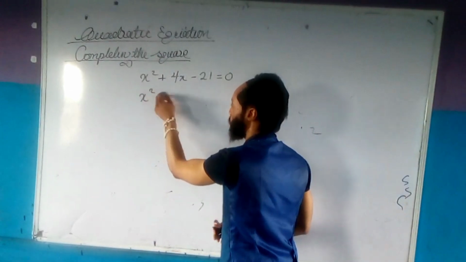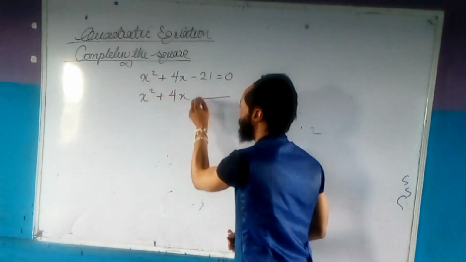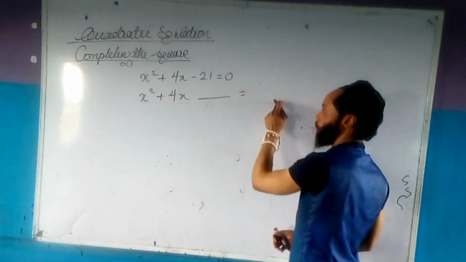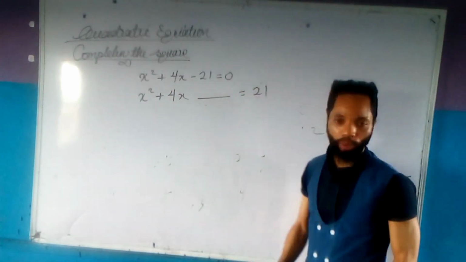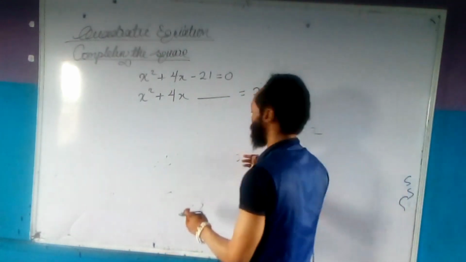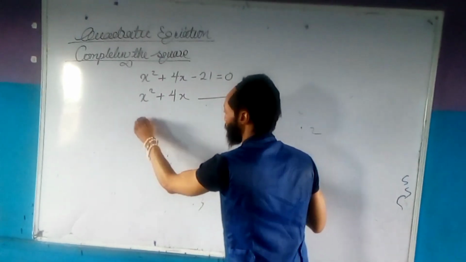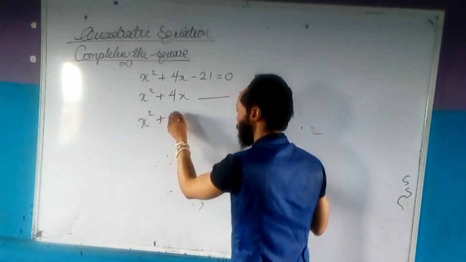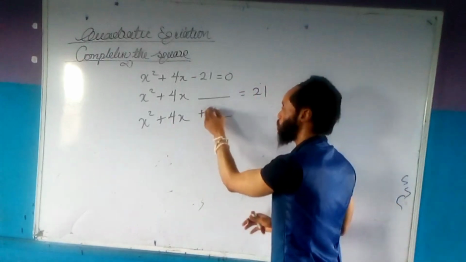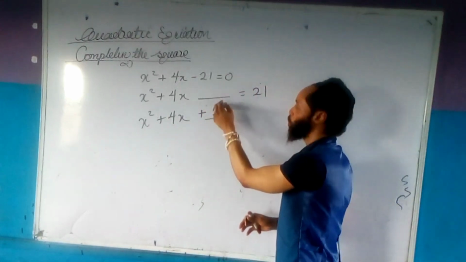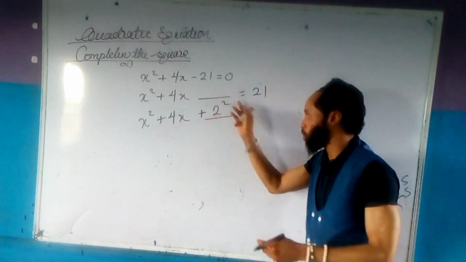x squared plus 4x. Keep a space. Bring negative 21, which becomes positive 21. Are we good? Yes. Now we go to the next step. We have x squared plus 4x. Half of this number is 2. So we are adding 2 and squaring it. So half of this number we're going to square.